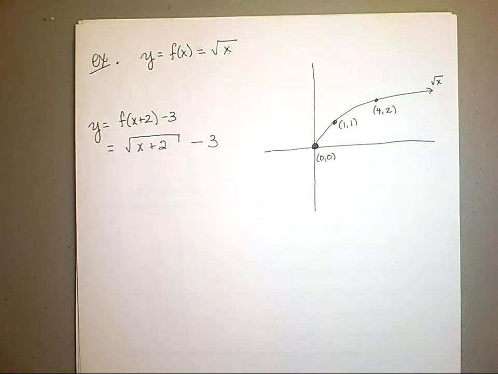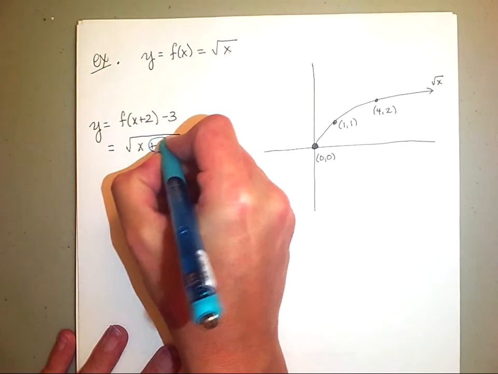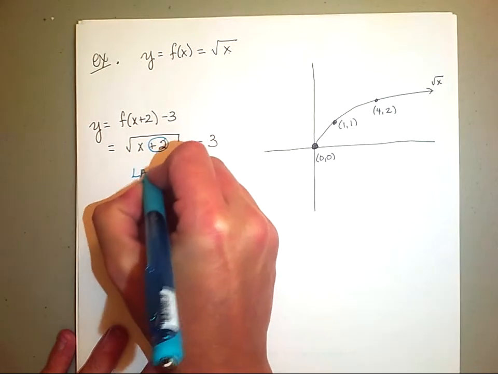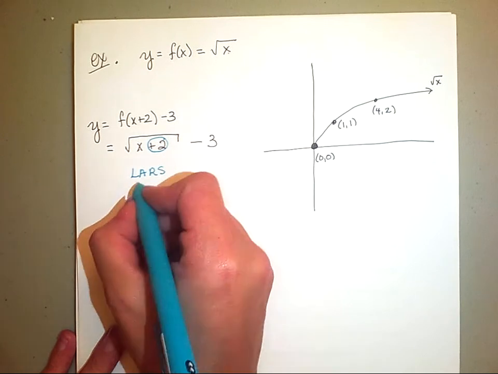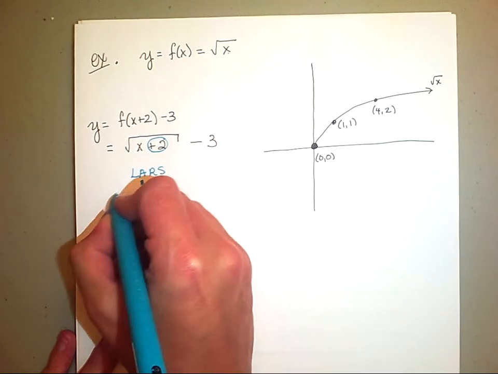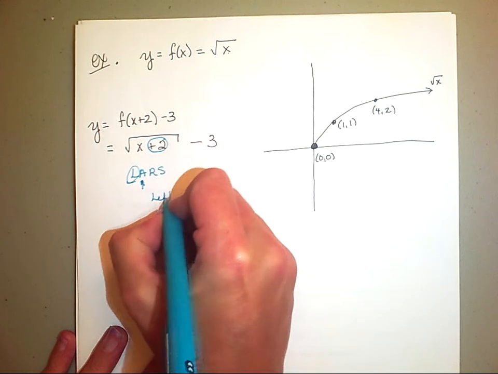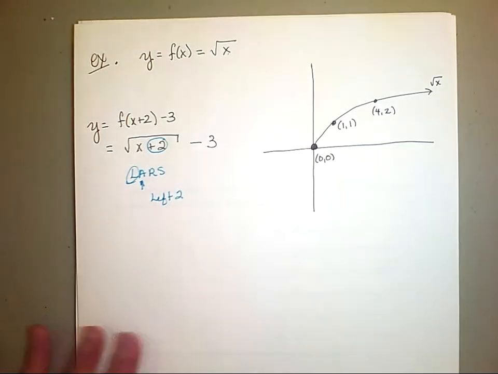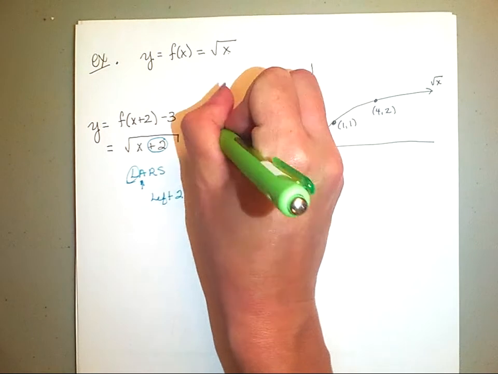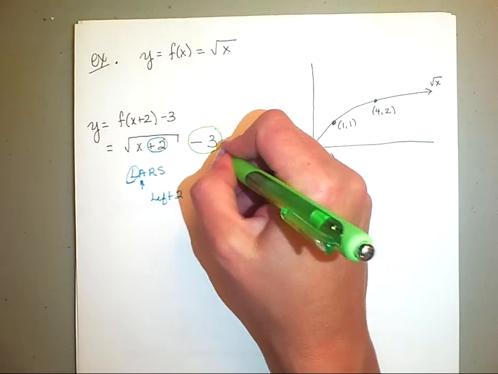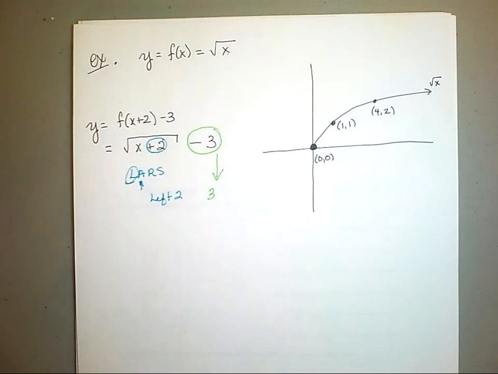So we have to realize what each of these things are going to do. And if I'm going to add 2 inside the x, here's where I'll use the Lars to figure out if I'm going left or right. Well, I'm adding, so that means I have to be going left. Right? So this will give me left 2 units. And here we're adding the constant. In this case, we're adding a negative 3 or subtracting 3, so that means we're moving down 3 units.